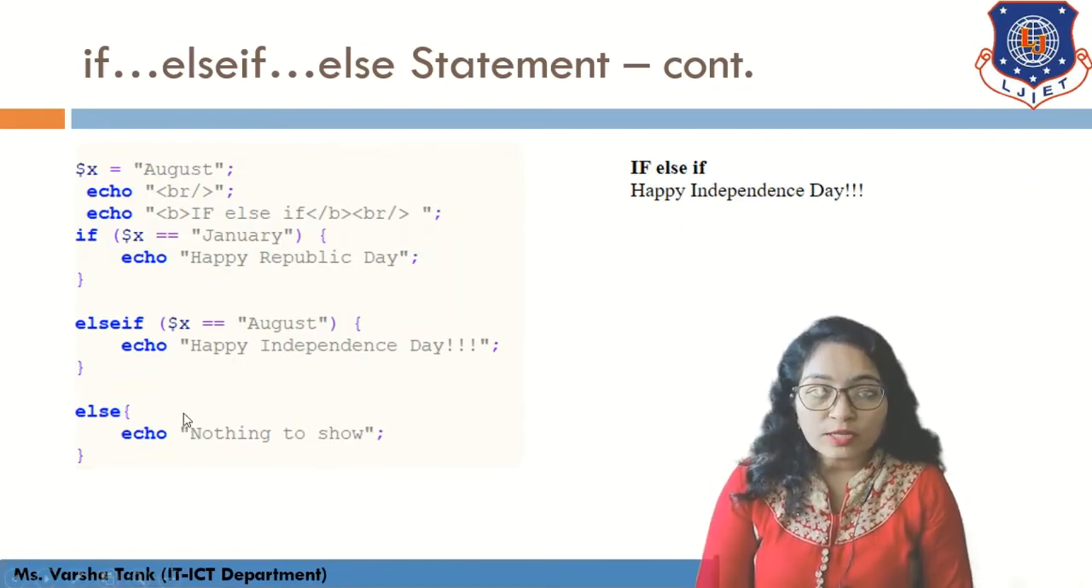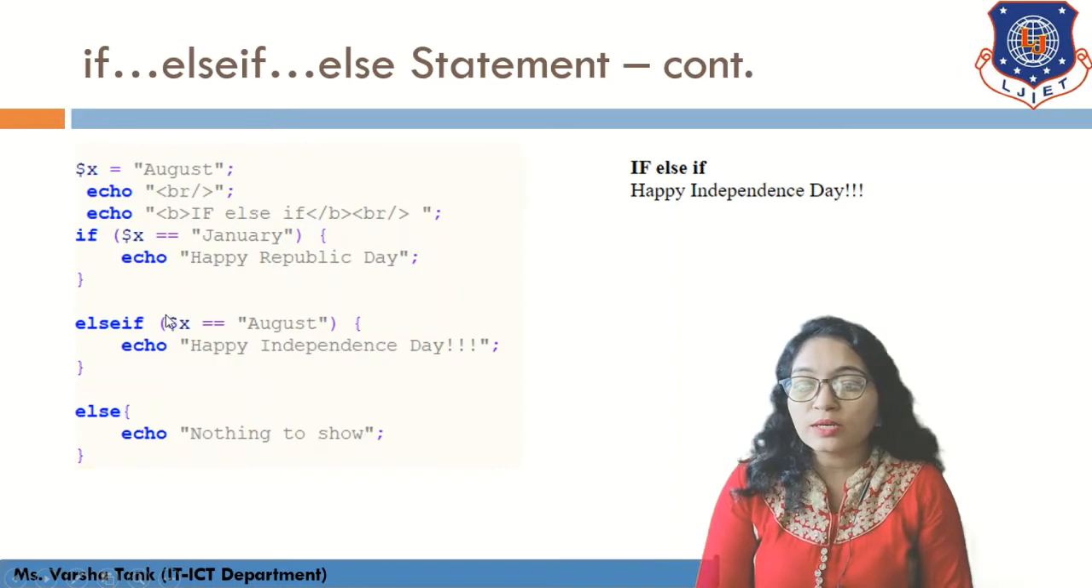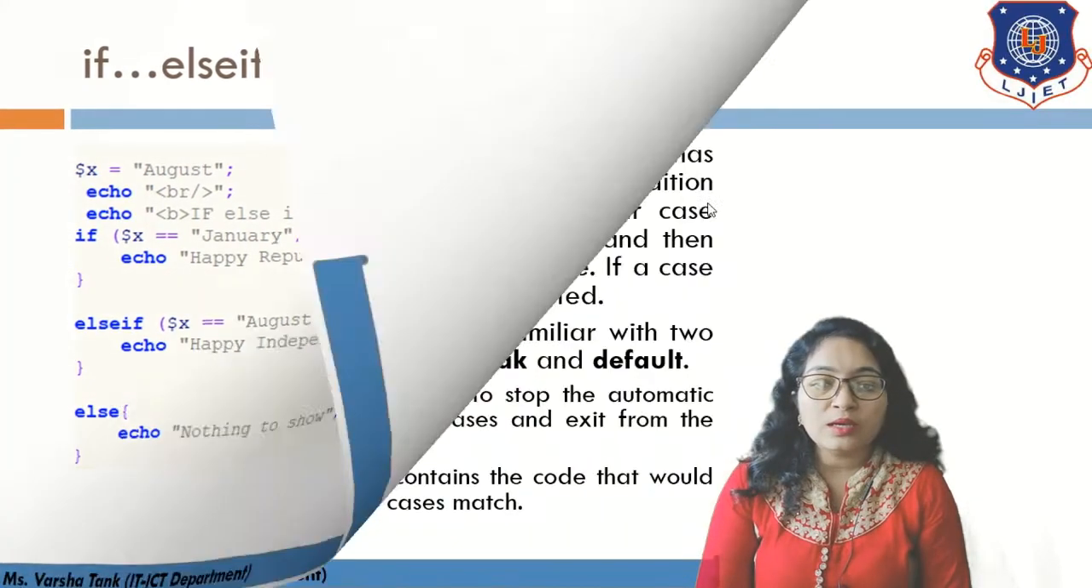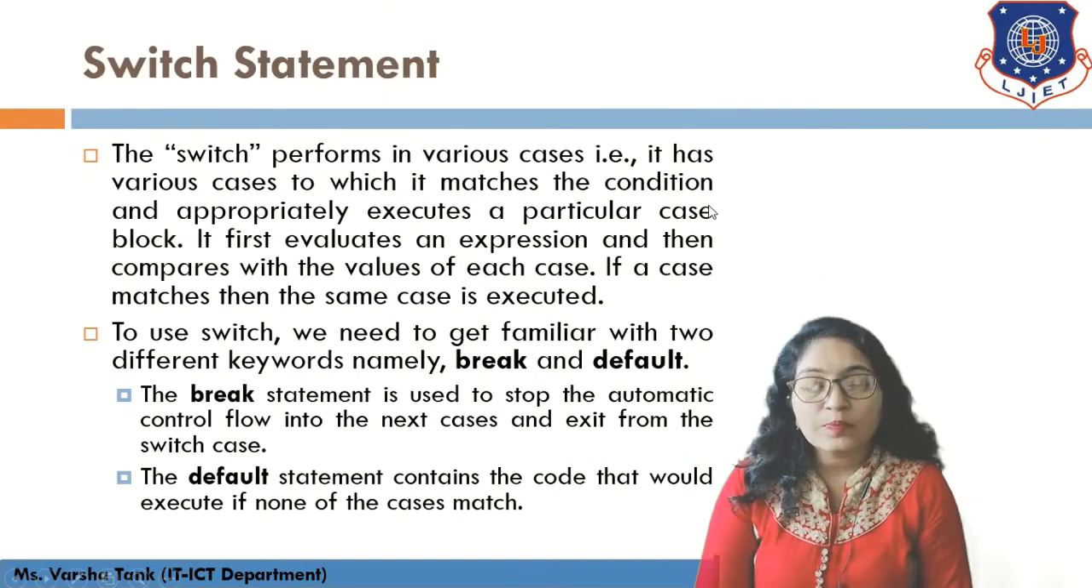And now if it is false, it will show that nothing to show. So here we have defined August, so it will execute this statement Happy Independence Day. So here in output you can see it is Happy Independence Day.